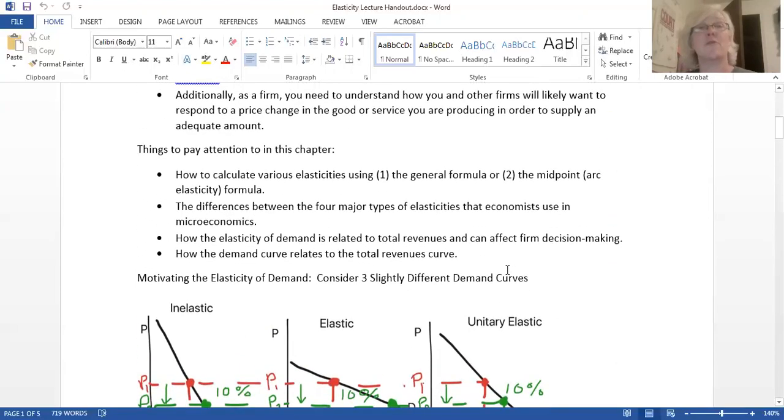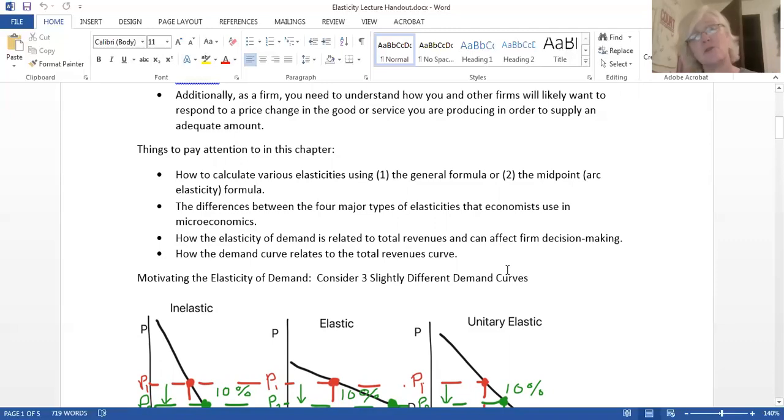So things to look for in this chapter. Again, this is just an overview of chapter 5. Make sure that you're following along in chapter 5, right? And so one thing we're going to do is this quantitative stuff. We're going to learn how to calculate various elasticities. And there's two approaches. One is the general formula. And the general formula says that elasticity is the percentage change in quantity divided by the percentage change in price.